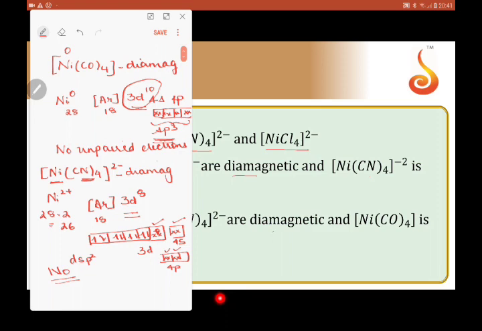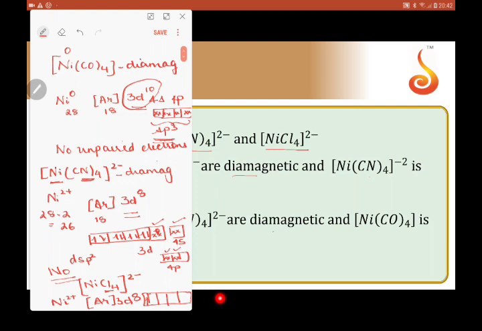Considering the last example, [NiCl4]2-. Once again nickel is in 2+ oxidation state, and therefore there are 8 electrons in 3d. This time chloride is a weak ligand, and therefore the electrons are not pushed against Hund's rule.